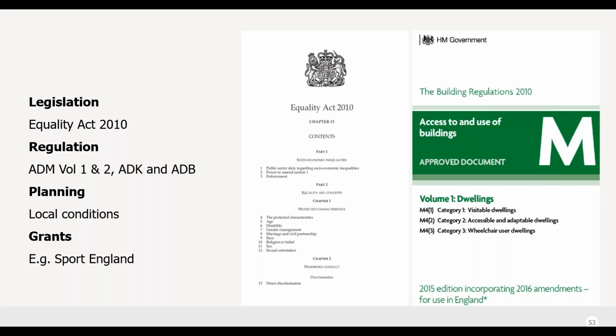There will also be planning conditions, particularly in relation to the categories in ADM Volume 1, categories 1, 2 and 3. Again, these are England-based. You will have different regulations in the rest of the UK. Furthermore, some grants may require varying standards. So you need to keep all of these things in mind. For example, Sport England has different door widths.